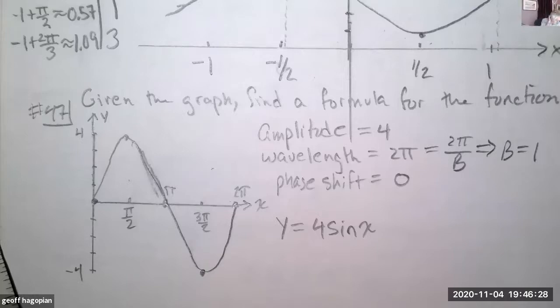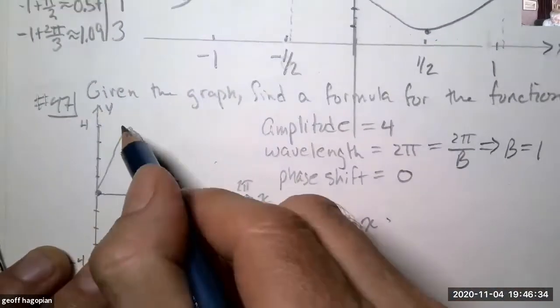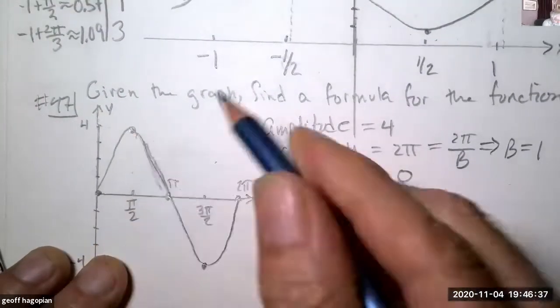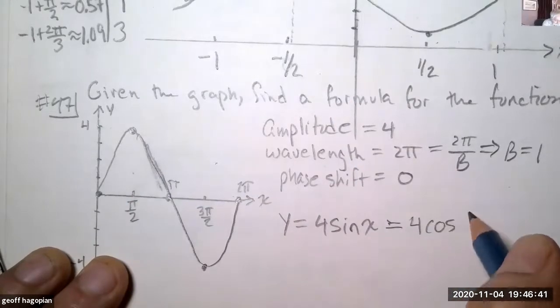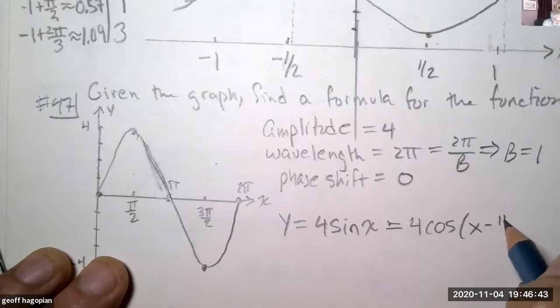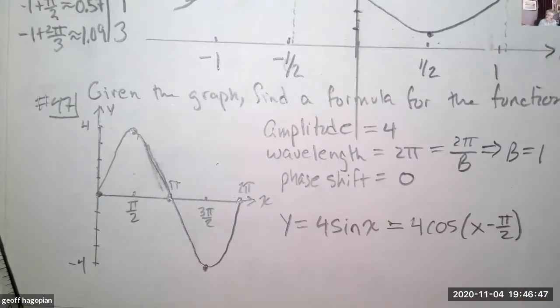Could we also write that as a cosine? Sure. What would you say? Well, the cosine, you'd shift to the right, pi over 2, right? So we could say this is 4 times the cosine of x minus pi over 2. That would also be a perfectly good answer here, right? Find a trigonometric formula. Well, that works, right? Absolutely fits the curve.